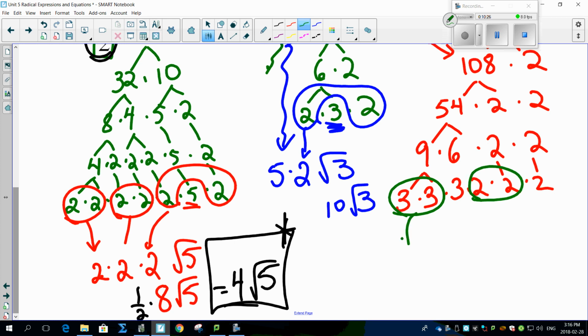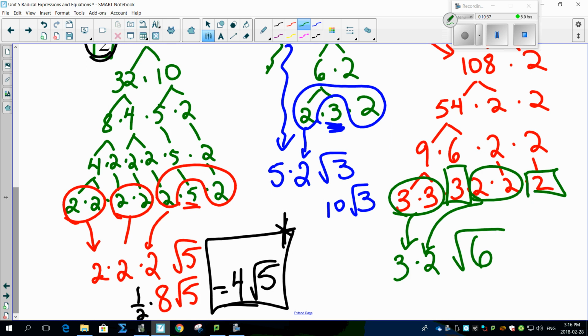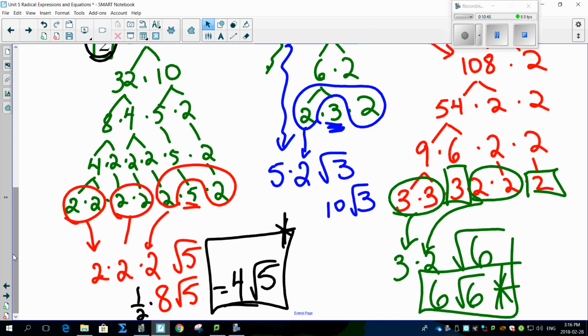So 1 3 comes out, 1 2 comes out, and what are you left with? You're left with a 3 and a 2. So you're left with a root 6 underneath. 3 times 2 is 6, root 6. You are done. And I hope that was a great review of converting from entire radicals into mixed radicals.